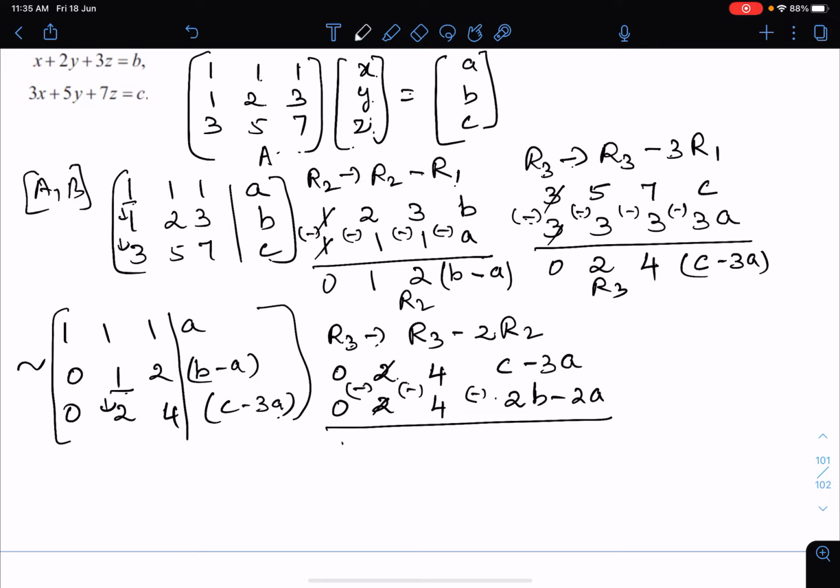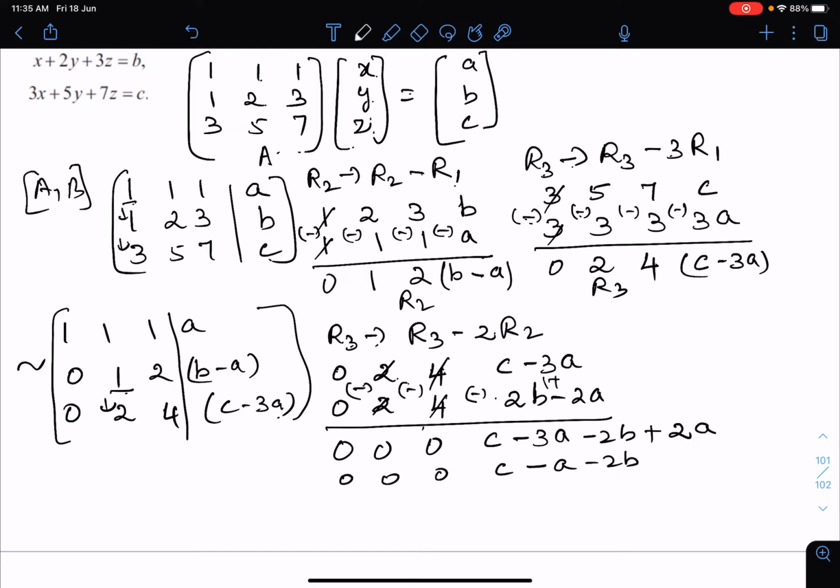This is equal, so this gets cancelled. This is equal, this also gets cancelled. Here you will get it as C minus 3A minus 2B plus, here also you can change the sign, plus 2A. Okay, so what will you get? 3A means C. So here the answer will be C, 0, 0, 0 and C. 3A plus 2A will give you a minus 2B. So this is going to be our last one. Okay, now this is our row 3.